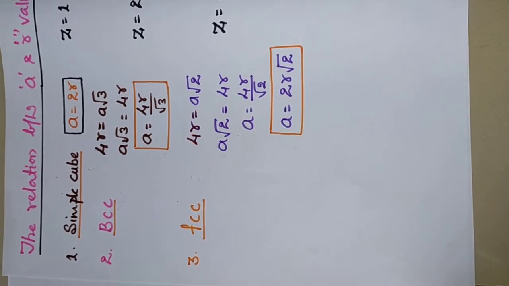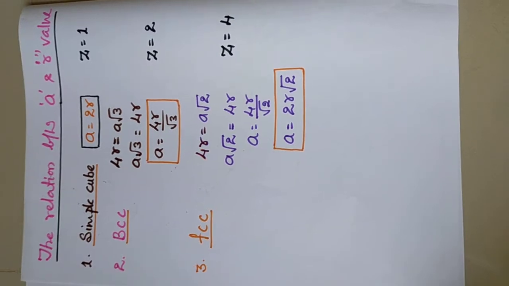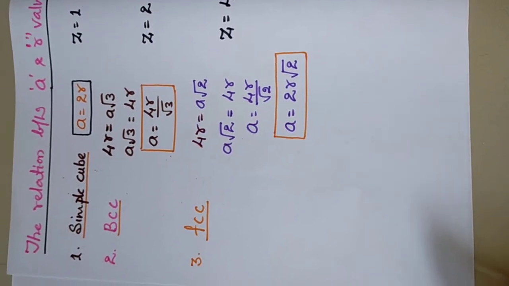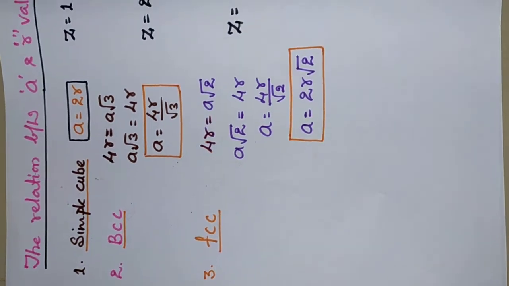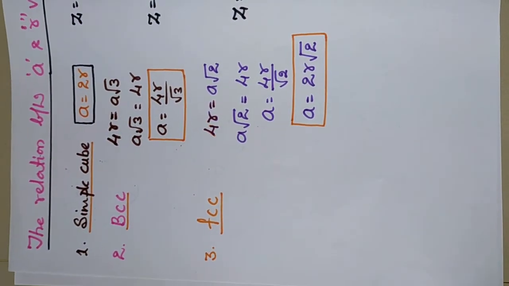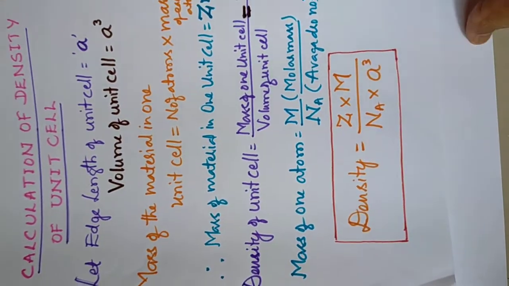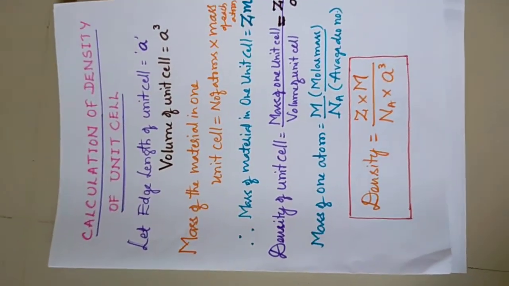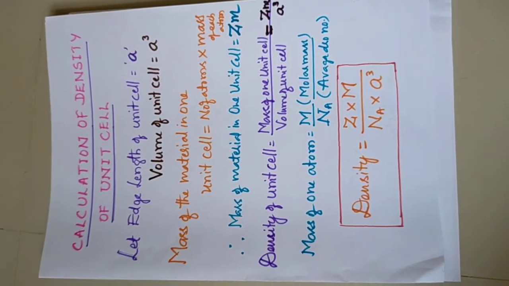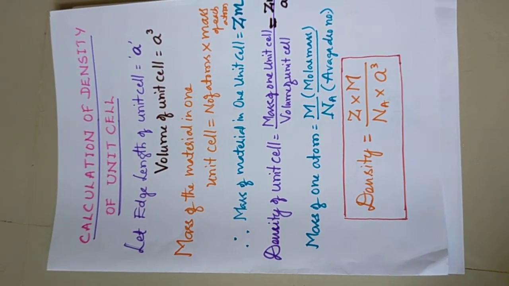Once again I tell you, the numerical part is mainly about the density. First you have to find how to derive the density, then you go for the numericals. First you have to go for the derivation. In one examination they ask the density, and it is purely applied for the numerical problems. So this is the numerical part, dear students.